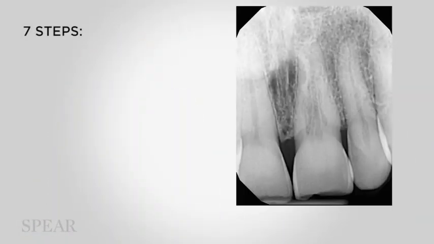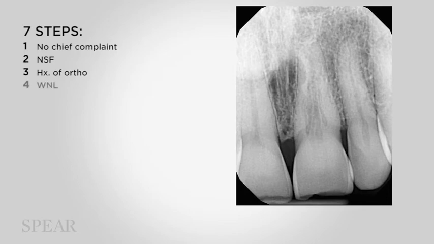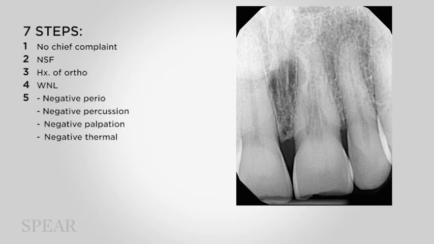This patient presents, for example, with no chief complaint. The medical history is not significant. It's a fairly young patient. The dental history is only significant for the history of orthodontics. Our extraoral exam is normal, and our intraoral exam is basically within normal limits. This is the part where the radiograph is the only thing that is dictating the diagnosis, where you see this diffuse radiolucency.